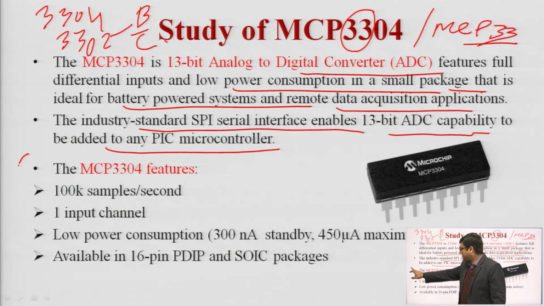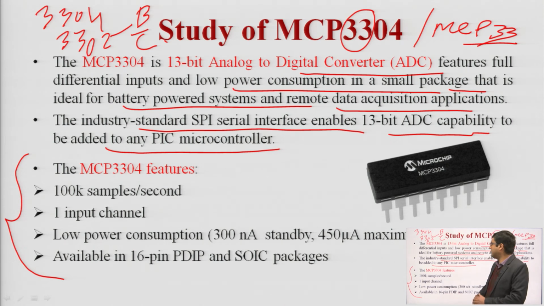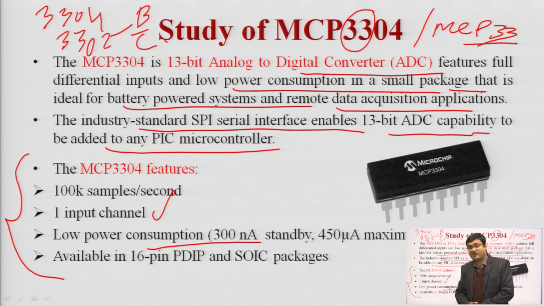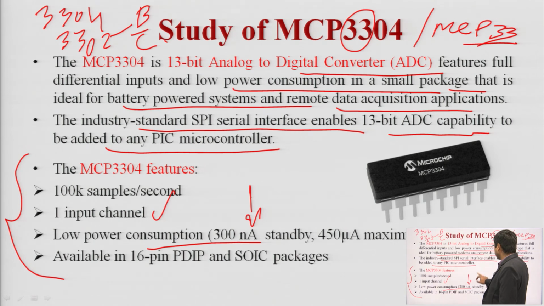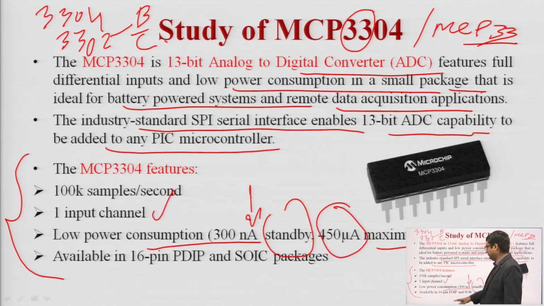So let us discuss the important features of MCP 3304. The first feature is 100 kilo samples per second. In 1 second, it can sample up to 100 kilo samples. It has one input channel. It has low power consumption. The main feature is that it has low power consumption: 300 nanoamperes in standby mode, and 400 microamperes in maximum active mode. So this is one of the important features of the MCP 3304.